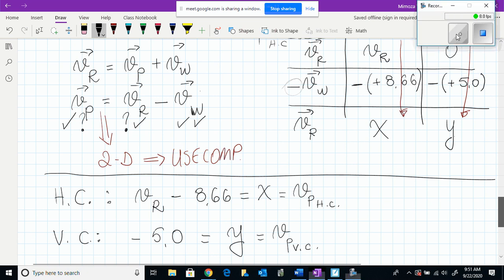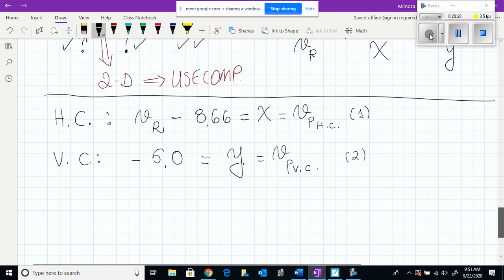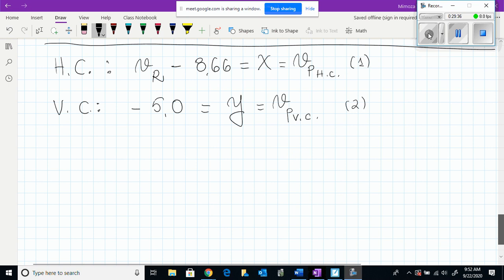Is this clear? The question for you will be, with which equation do you have to start? You will start with the one that you can solve, the easiest one. And the one that you can solve is the vertical component. So you will use the vertical component now, and you will say that the vertical component of the velocity of the plane is negative 5 kilometers per hour.